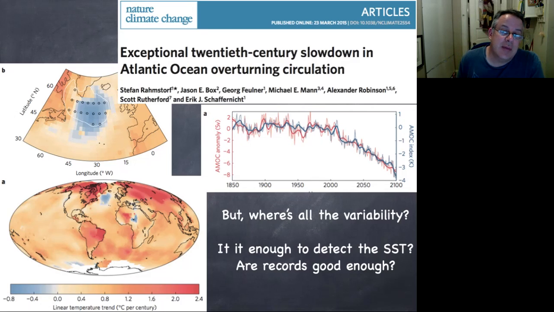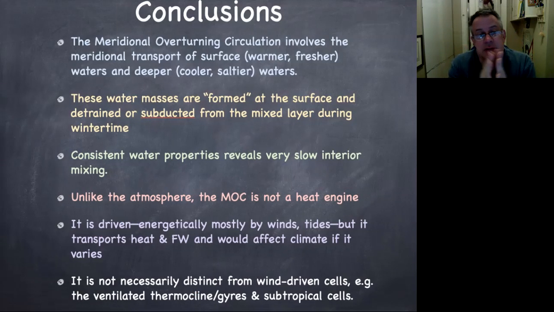And when you get up here into the part that's observed by RAPID, this greatly underpredicts the variability. So we don't know how well this method works, but something like this is what we need if we want to construct the AMOC going back before the time of RAPID, because the Bryden measurements are not good enough in time. Okay, so the MOC involves meridional transport of surface, warm, fresh waters, and deeper, colder, saltier waters.